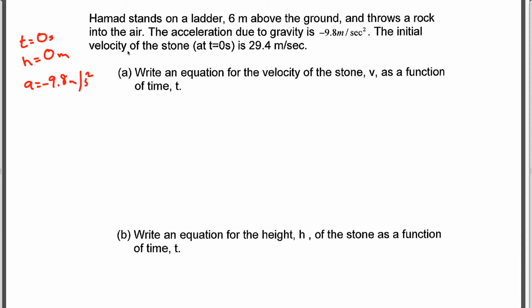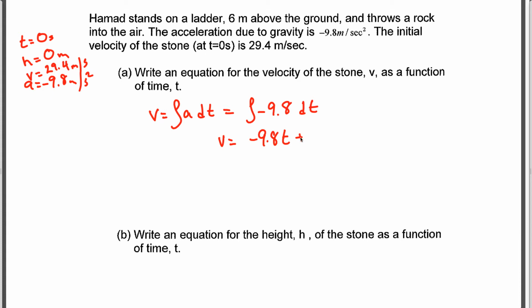And the initial velocity, so at time 0, is this. So again, at time 0, h is this, but also v is 29.4 meters per second. And you should actually see here the pattern that we're going to be using. Acceleration is going to lead to velocity, is going to lead to the height. So write an equation for velocity. Well, we know velocity is the integral of a with respect to t, which in this case means the integral of negative 9.8 dt. So v equals negative 9.8t plus some constant.